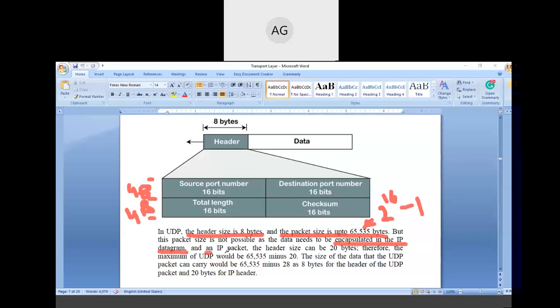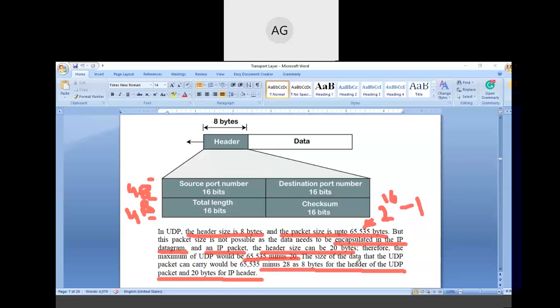In an IP packet, the header size can be 20 bytes, whereas the UDP header is 8 bytes. Therefore, the size of the data that the UDP packet can carry would be 65535 minus 28, as 8 bytes are for the header of the UDP packet and 20 bytes for the IP header.